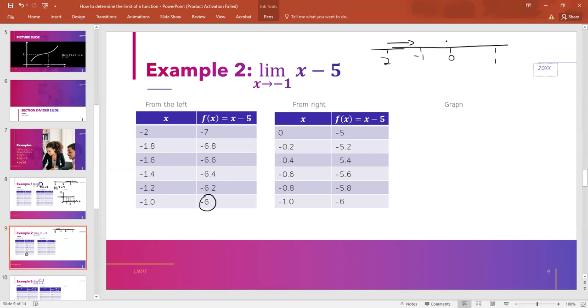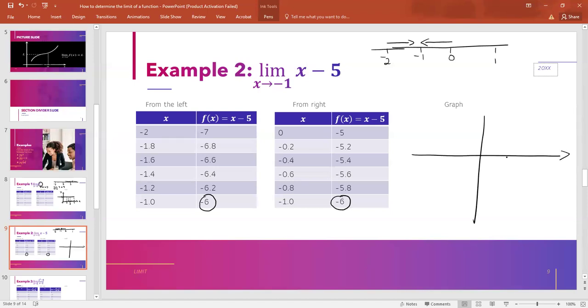So from the right, we check values here, maybe from 0 up to 1. So you have 0 here, you put 0 wherever you have x on the function f of x, you're going to have 0 minus 5, and the answer is minus 5. You go to minus 0.2, you replace x by minus 0.2, you're going to have minus 0.2 minus 5, and the answer is minus 5.2. You do likewise until you get to minus 1, you replace x by minus 1 to obtain minus 6. So from the left or from the right, what happens? The value of the function is equal to minus 6.